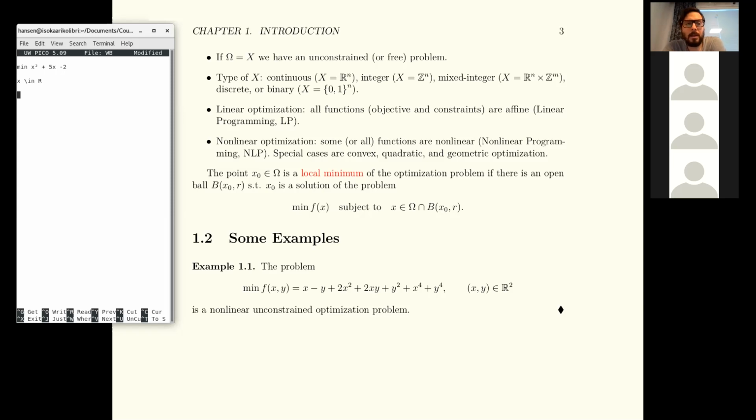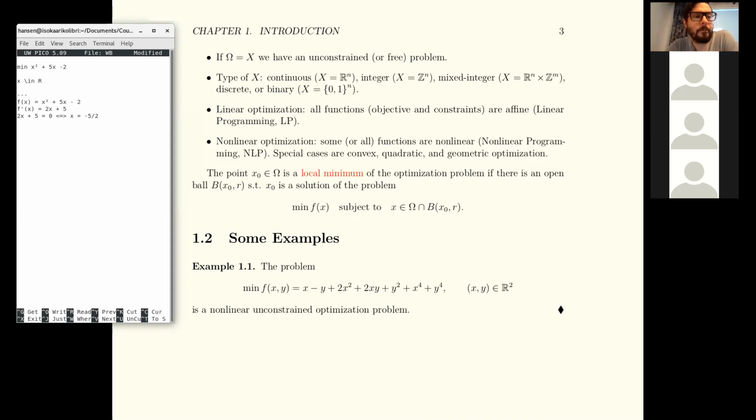From high school level mathematics, we can find, for instance, the derivative of that. So f of x is equal to x squared plus 5x minus 2. Then f prime of x is equal to 2x plus 5. And then we set this to 0. Then we get that x is minus 5 over 2.